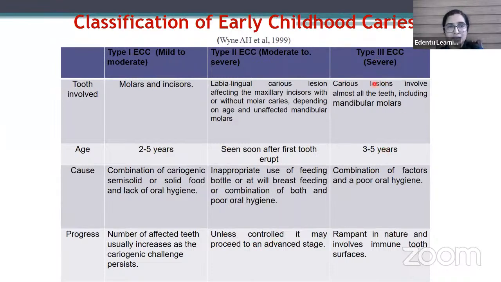Now coming on to severe ECC, where the carious lesions involve all of the teeth, including the mandibular molars. Okay, just because it is severe, it does not leave any tooth from getting caries. The age in which we see severe ECC is generally 3 to 5 years, and the cause is a combination of factors and also poor oral hygiene. The progress is generally rampant in nature, and it involves immune tooth surfaces.